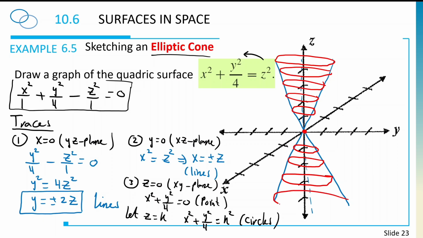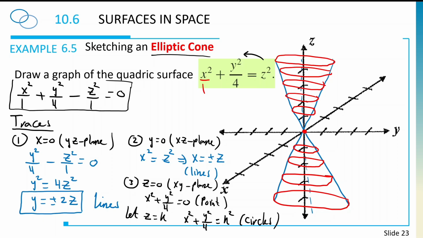So this is basically an elliptic cone. You see, A and B are different, so it's an ellipse, not a circle. Okay, so this is basically the elliptic cone. Hopefully the idea so far is clear. Once you start learning about traces, the graphing of the 3D surfaces will be easy.